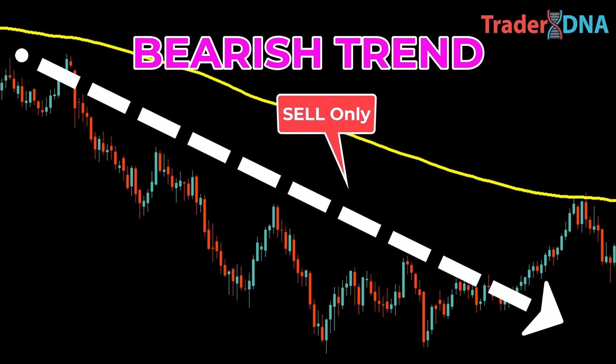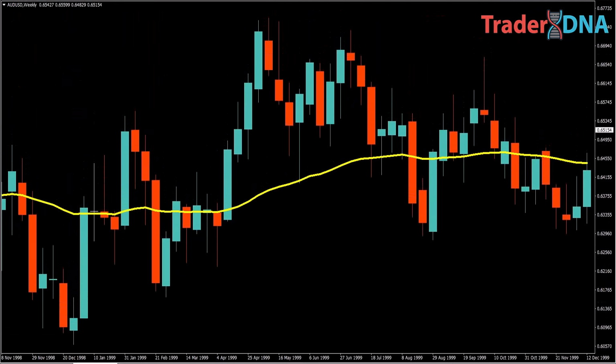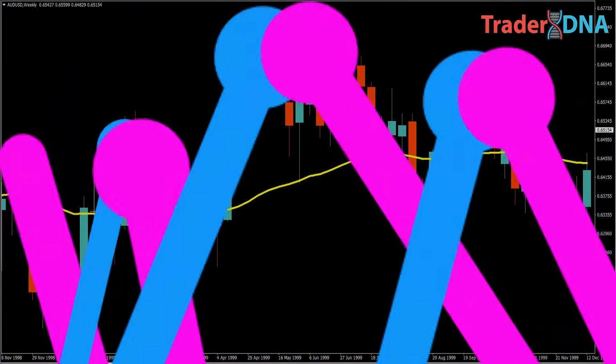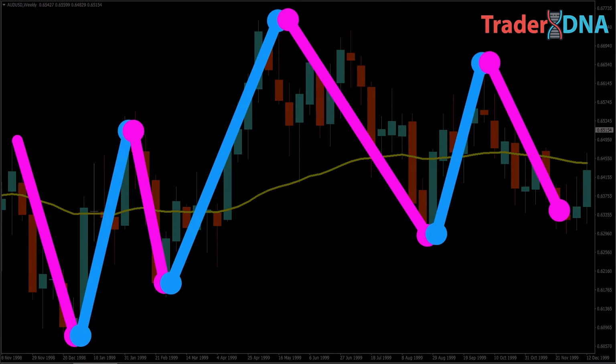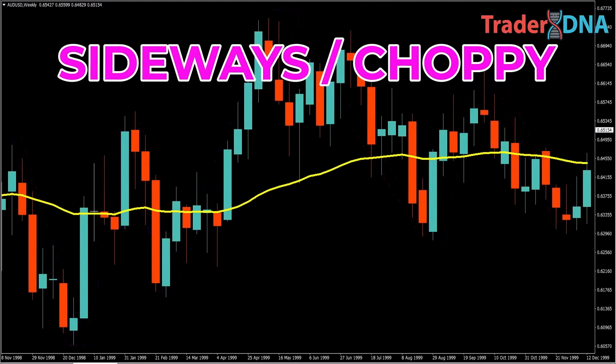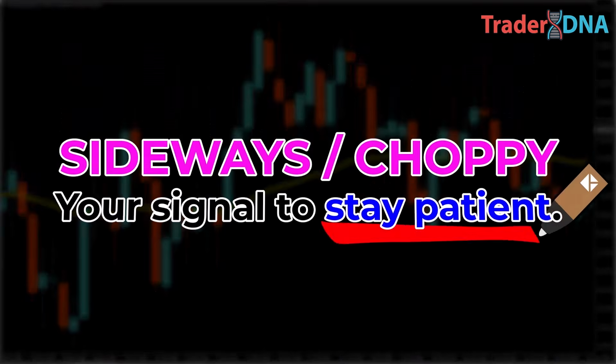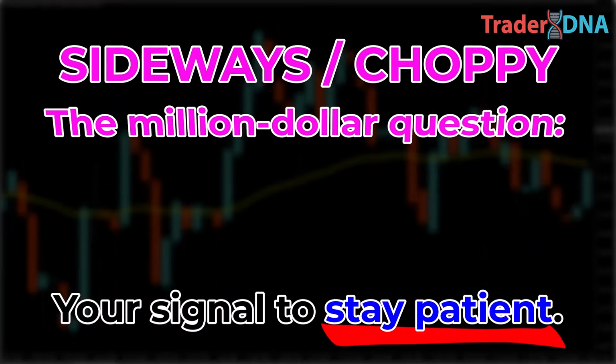But here's the tricky part. Sometimes the price moves sideways, just bouncing around the EMA line. When that happens, it means the market is in sideways or choppy conditions, and that's usually your signal to stay patient.